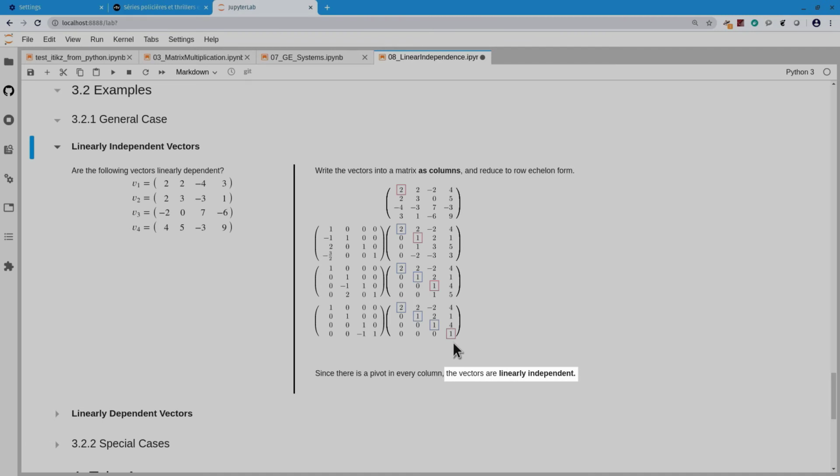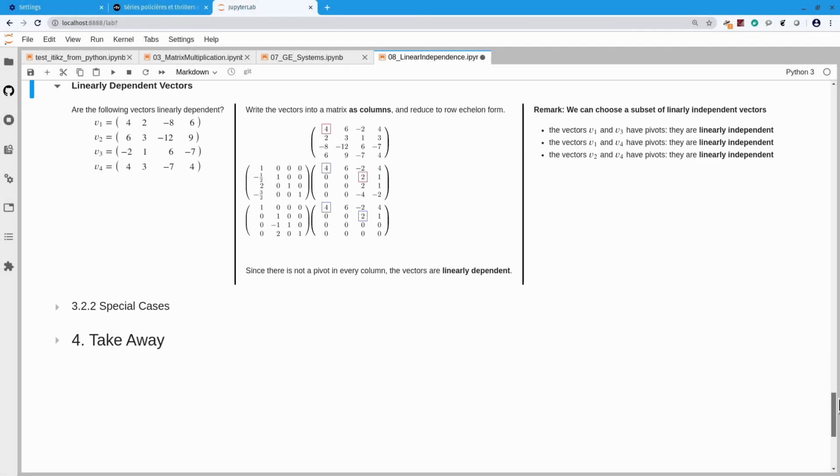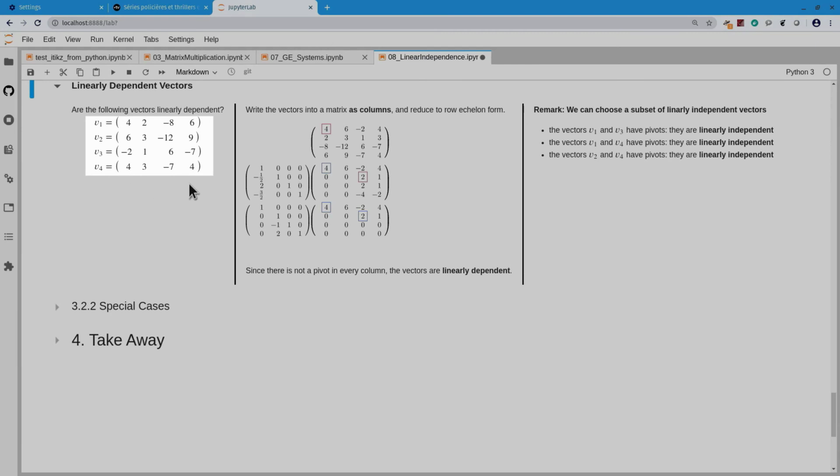If I try to write Ax equals 0, a linear combination of these vectors set equal to 0, the only way I get 0 is by multiplying each one of the vectors by 0. Now a case where the vectors are linearly dependent: here, a slightly different set of vectors, and again, I'll write them into my matrix as columns. I'll run Gaussian elimination, and at the end I see that there are columns that do not have pivots in them. The first column has a pivot, the third column has a pivot, and since there are columns without a pivot, the vectors are linearly dependent.